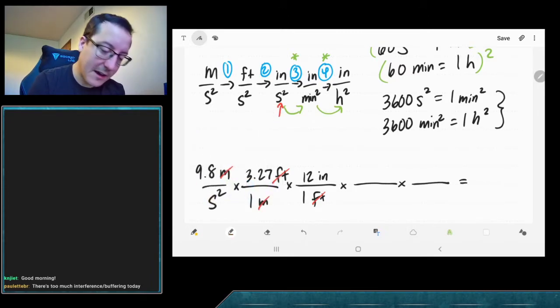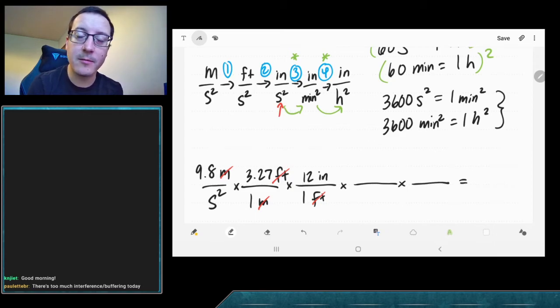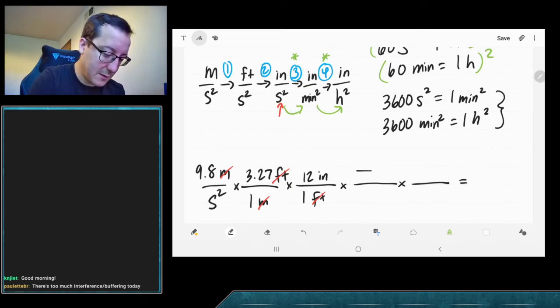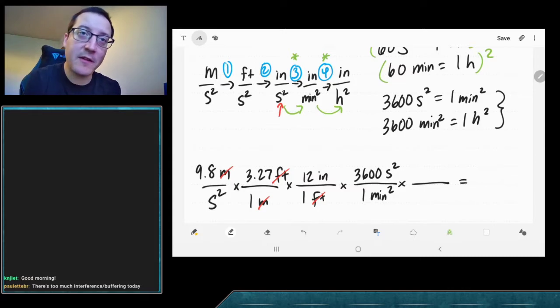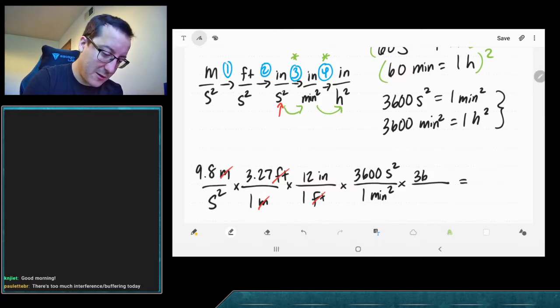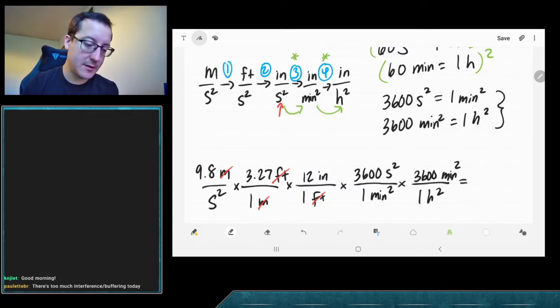So we have seconds squared on the bottom, so we're going to move seconds squared on top. And as always, we're going to carry along the numbers that come with it in our conversion factor. And we're going to do the same thing for minutes squared to hours squared.